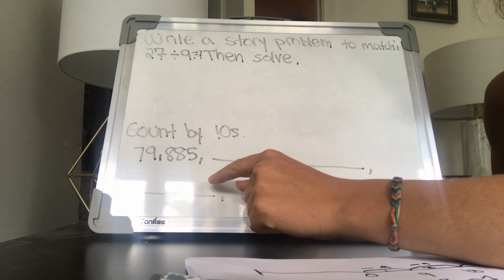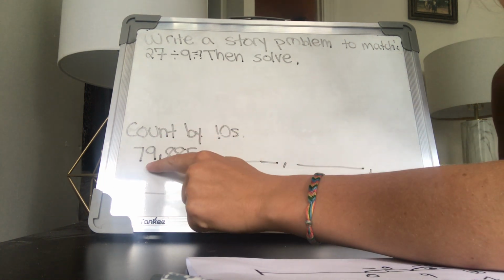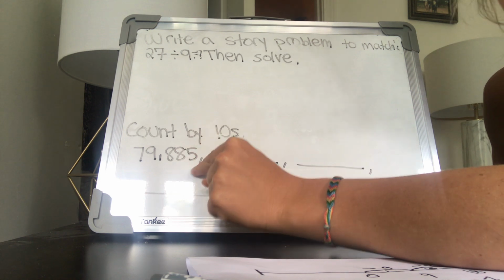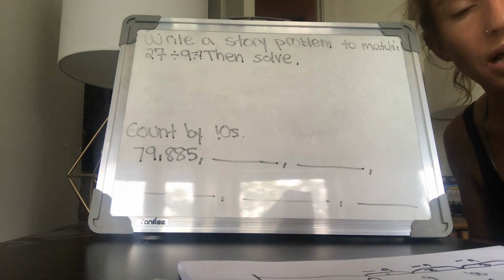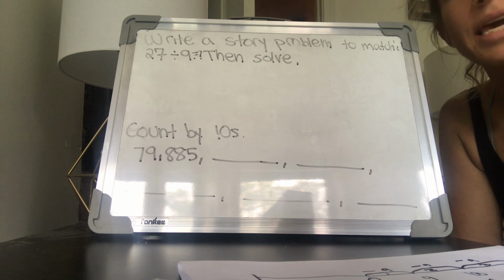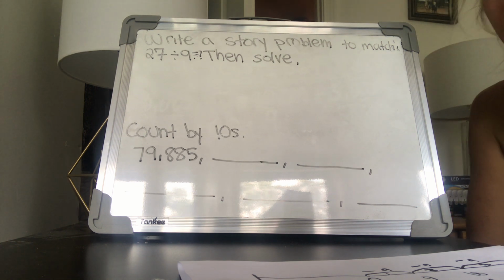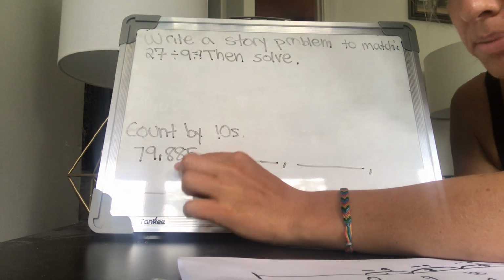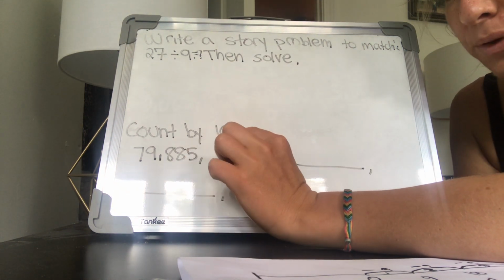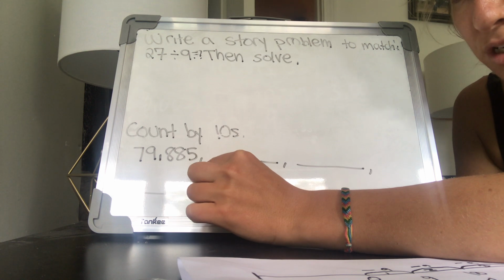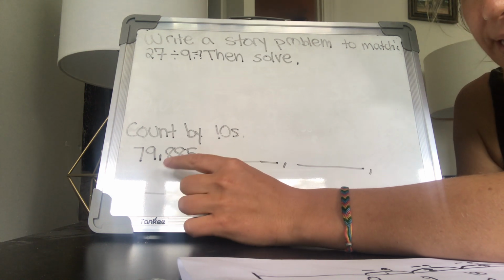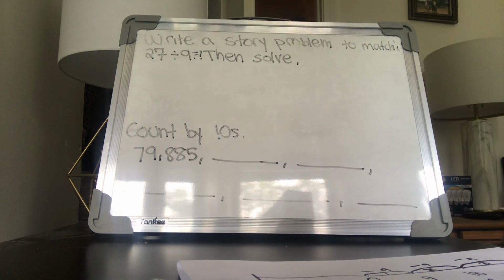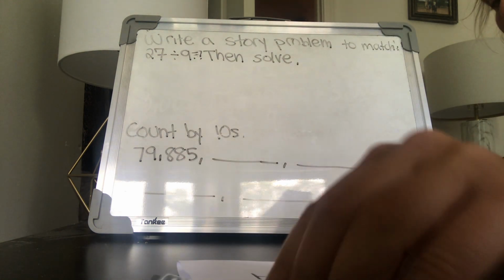All right, this is your last question of the day. It says count by tens, and you're starting at 79,885. Now, before you begin, I want you to ask yourself, when you're counting by tens, what is the one place value that won't change? When you count by tens, what won't change? Then it'll make it a little bit easier to count on by tens because the tens value is going to change. Okay, take about a minute and a half to solve that one.